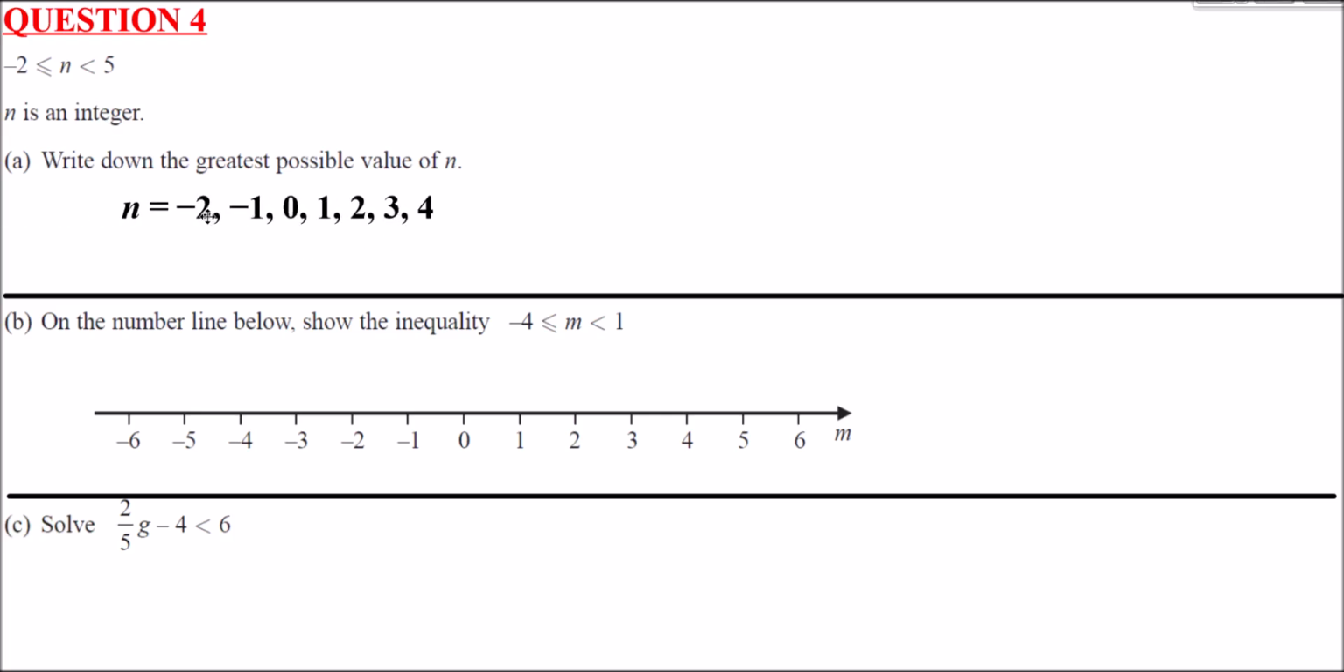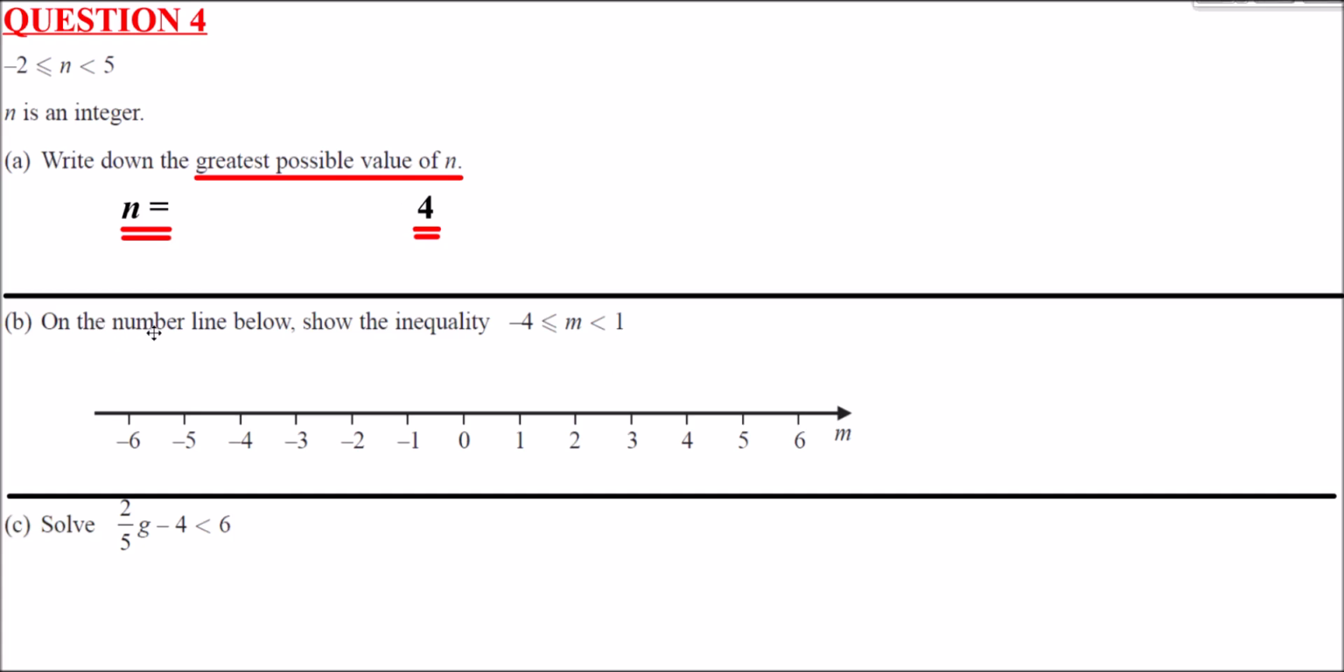It could be as low as -2, -1, 0, 1, 2, 3, all the way up to 4, but not 5. We want the greatest possible value of n, which clearly is 4. So we're not interested in any other value apart from the highest one, so therefore n equals 4.